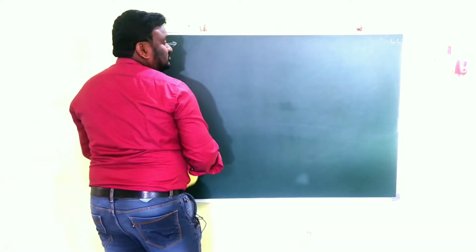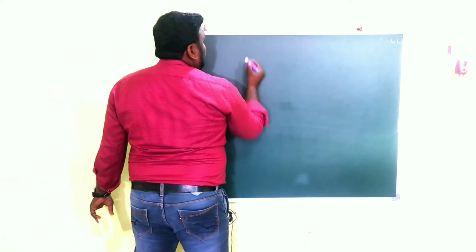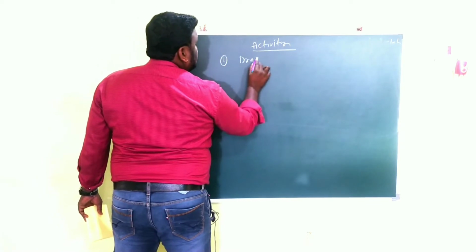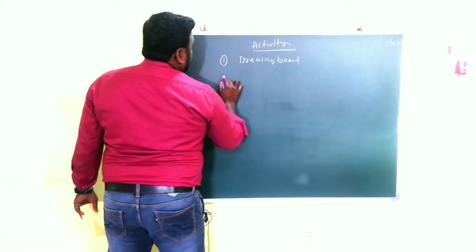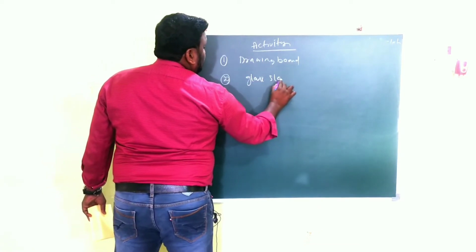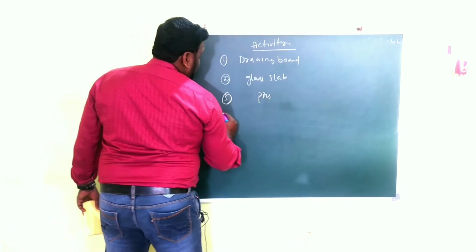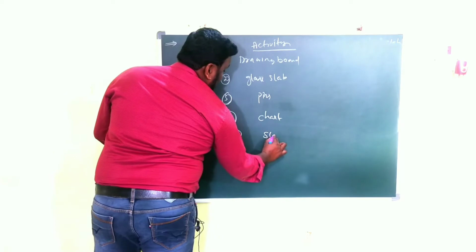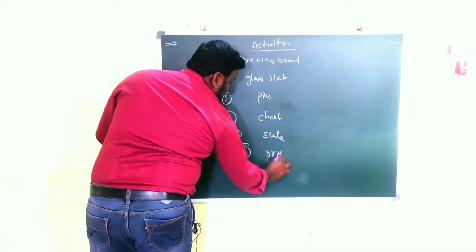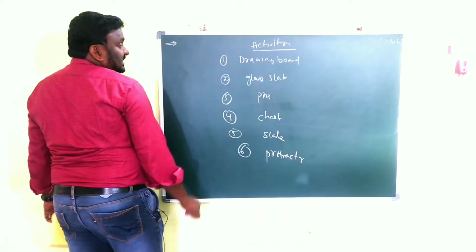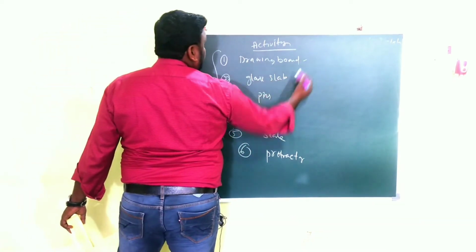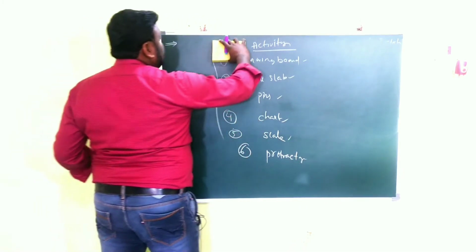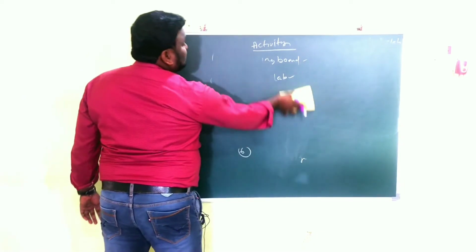To do this activity some apparatus are required. The first thing is a drawing board, then a glass slab, pins, the fourth one a chart, the fifth one a scale, and the sixth one a protractor. So these materials are required to do the activity: drawing board, glass slab, pins, chart, scale, and protractor. By using these materials we have to find the vertical shift of the glass slab.